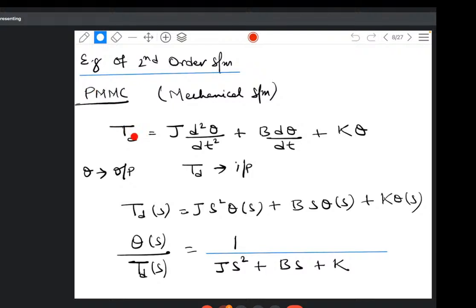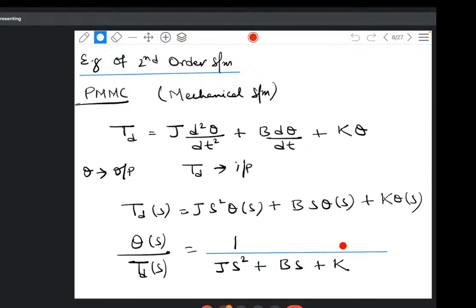So this is deflecting torque Td equal to J, moment of inertia, d square theta by dt square, plus B, friction, d theta by dt, plus K, spring constant, into theta. So you take Laplace on both sides. So this will become Td(s), this will become J s square theta(s), this will become B into s theta(s), and this will become K theta(s), right? So theta(s), which is the output, by input Td(s) will be 1 by Js square plus Bs plus K. This is how I got the transfer function.